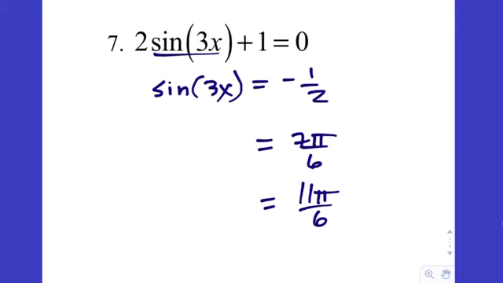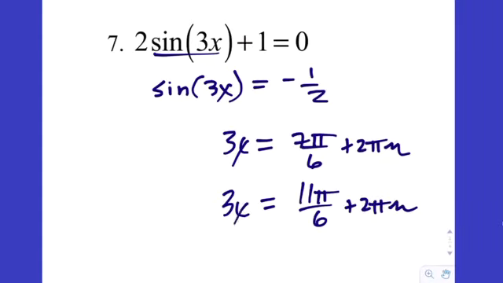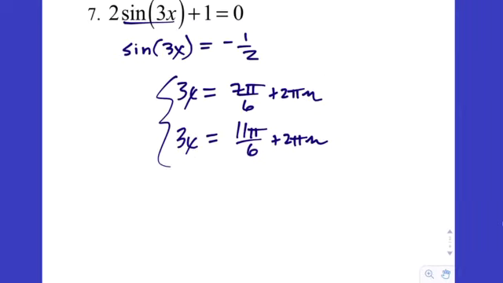Now, if that was just x, we'd be done. But because it's 3x, we're going to say plus 2 pi n, plus 2 pi n, and we set them equal to the multiple angle. So there's 2 equations, and each equation is going to generate 3 solutions, right? Because it's 3x. So there should be a total of 6 solutions here. Now, some people got the wrong angles there, but they had the right idea. So I gave them 1 out of 2 checks.